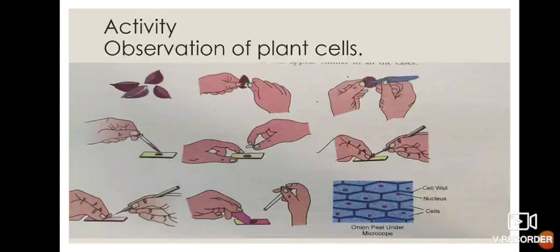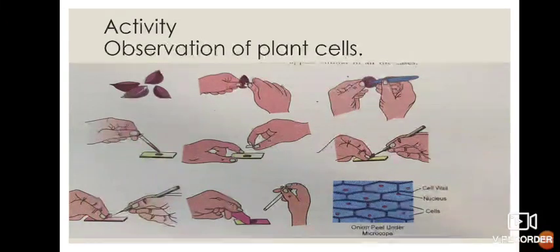Then we take up an activity where we will be peeling out the lower epidermis of an onion and we will observe it under the microscope, staining it with methylene blue. We observe these epidermal cells under the microscope and we see the nucleus and cell wall. Because it is a plant cell, we observe the cell wall.